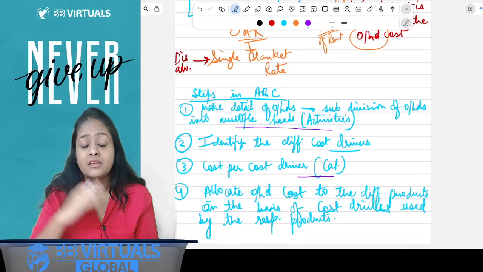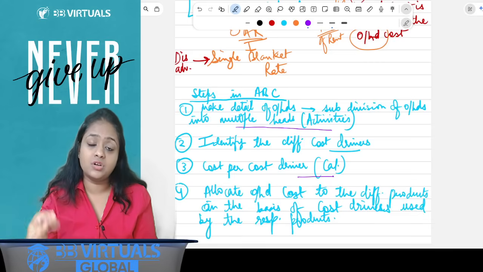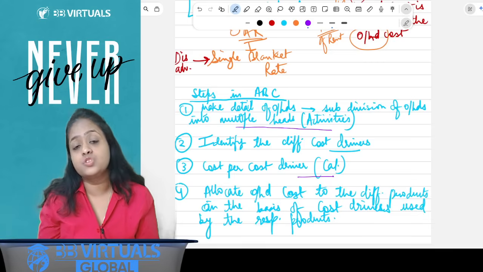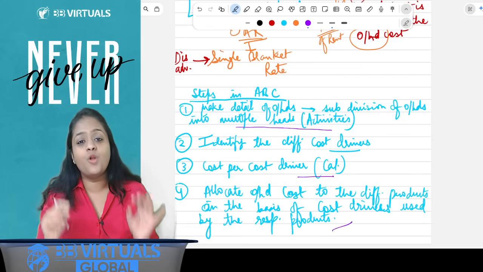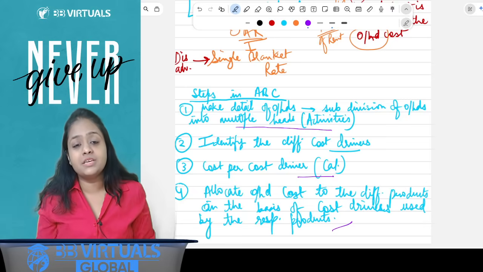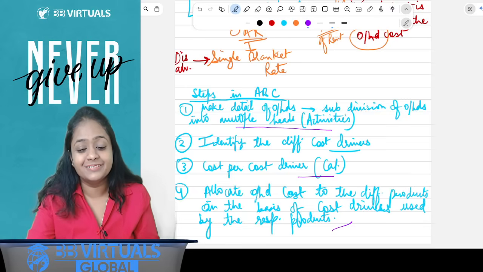Calculate it and apportion the overhead cost to the product cost, add it to the total cost, and divide by the number of units to get the total cost per unit of each of the products. I'm sure with this crisp summary, your ABC costing and absorption costing are absolutely crystal clear.